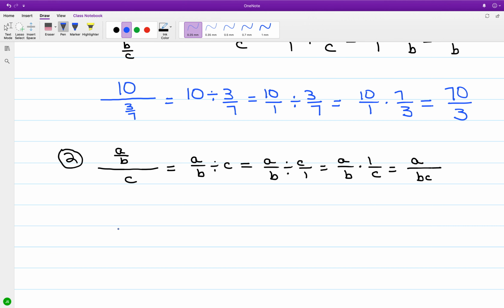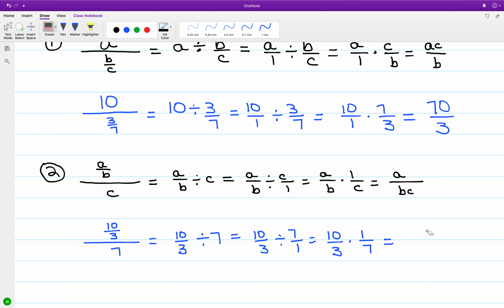And just a quick case here. Let's say I had 10/3 divided by 7, just in line with this formula. So I have 10/3 divided by 7, or 10/3 divided by 7 over 1. And dividing by 7 over 1 is the same as multiplying by 1/7. So for the end result, 10 times 1 is 10, 3 times 7 is 21, so we have 10 over 21.